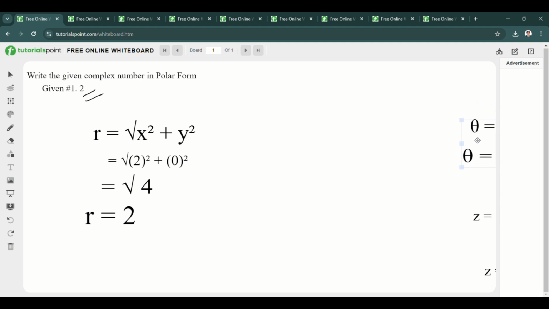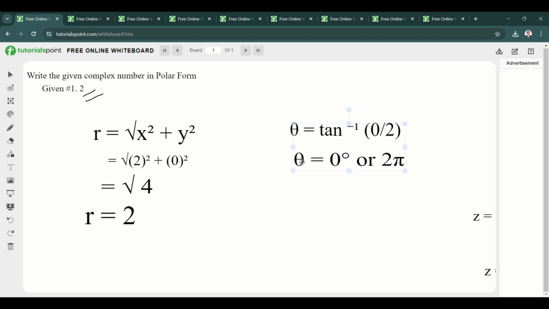Then we need to find the theta. The theta is equivalent to arctangent 0 over 2. Then 0 over 2 is simply 0 degrees or 2 pi, which is when we graph this 2, it is lying on the positive x-axis. So it will be equivalent to 0 pi or 2 pi.